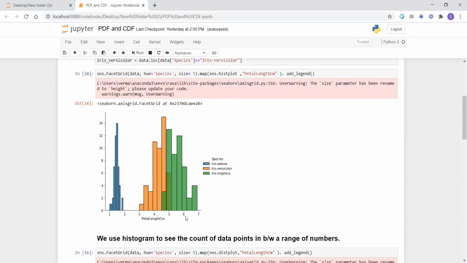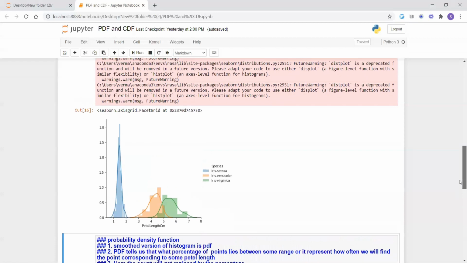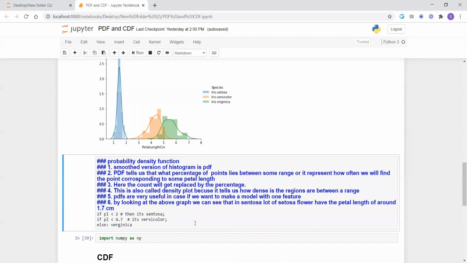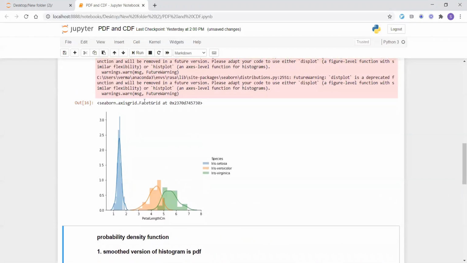Then comes our question, what is PDF? So guys, PDF stands for probability density function, as we all know. Here I have plotted a PDF graph. PDF is nothing but a smooth version of the histogram. See, if we draw a line combining all these edges of the histogram, we will get a smooth line, and that smooth line is our PDF.